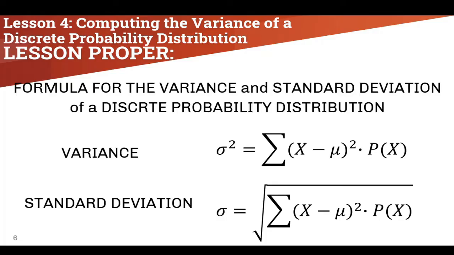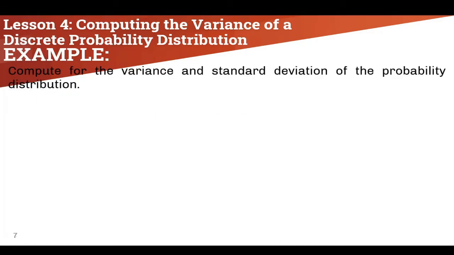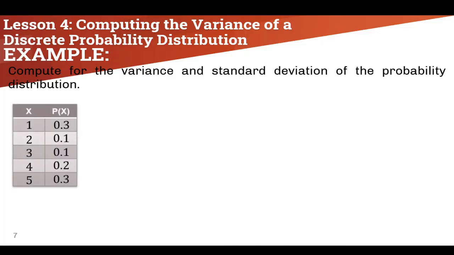Again, ito yung variance denoted by sigma squared, is equals to the summation of the product of the probability distribution and the square of the difference of the random variable and the mean. Ayan. So, ito naman standard deviation, kung ano yung makuha nating variance, is-square root lang natin. Okay? Simulan natin. Compute for the variance and standard deviation of the probability distribution. So, ito yung unang example.